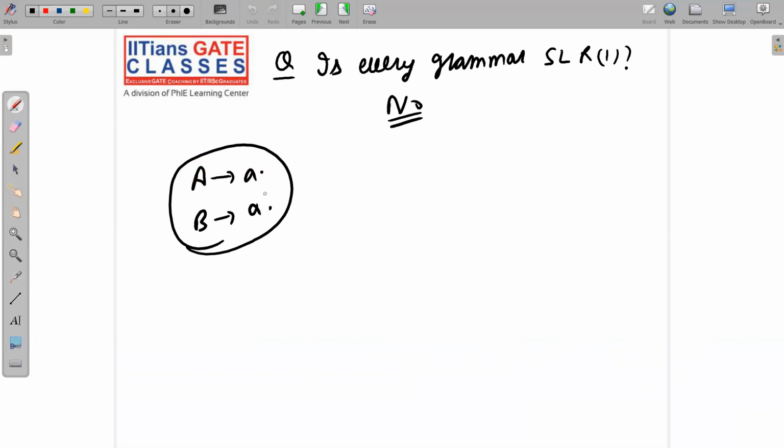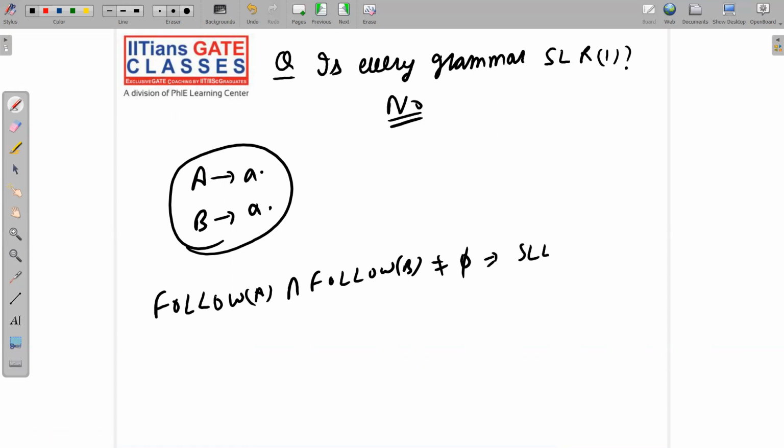So now I will say, if such a situation arises, then you will not blindly say that it is not LR0, because we have two final items. So I will say, check Follow of A and Follow of B. If their intersection is not equal to phi, then that will obviously be problematic. Then it will not be SLR1. The grammar is not SLR1. So Follow of A intersection Follow of B must be equal to phi.